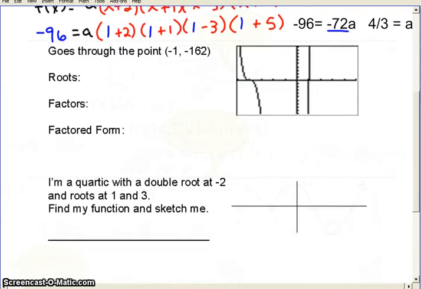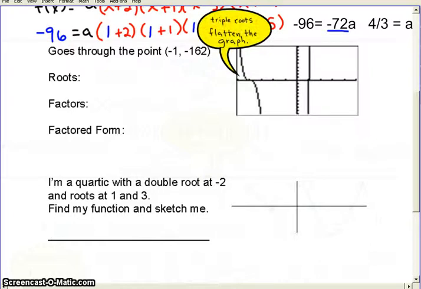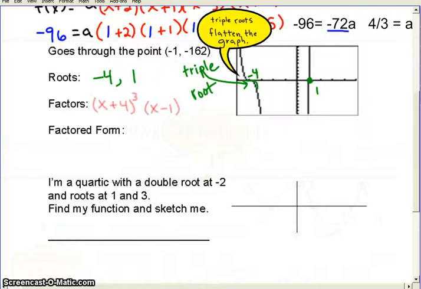Okay, the next example, write the equation that goes through the point -1, -162. Again, we're going to start with the roots, but when we look at this graph, you can notice that part of it is flattened. Something I want you to remember is that triple roots will flatten your graph. So right there at x equals -4, that's going to be considered a triple root. And then we've got x equals +1. So writing those as factors would look like this.